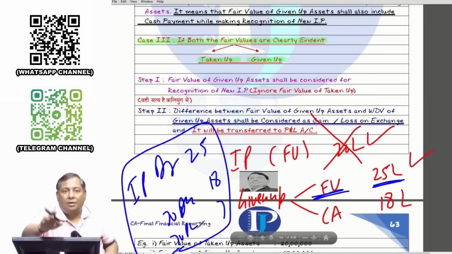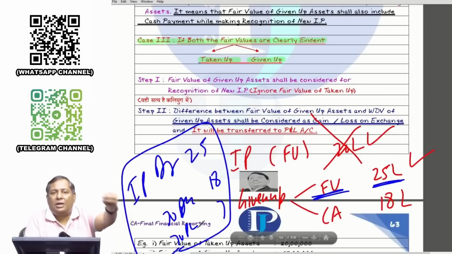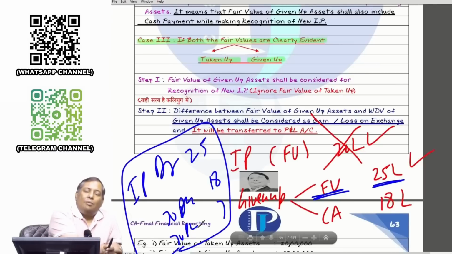This means that in whichever question you are given the value of the assets, you should always prefer that. Taken up we choose under compulsion. I'm not convinced with this. Like I said, I went to the showroom and exchanged my old car for a new one. Old car is given up and new car is taken up. New car is 25 lakhs and the old car was 5 lakhs. So tell me, will I book the new car for 5 lakhs? Also, in between comes cash settlement.